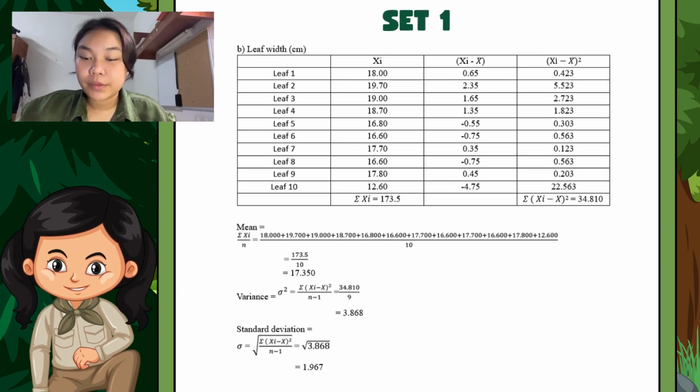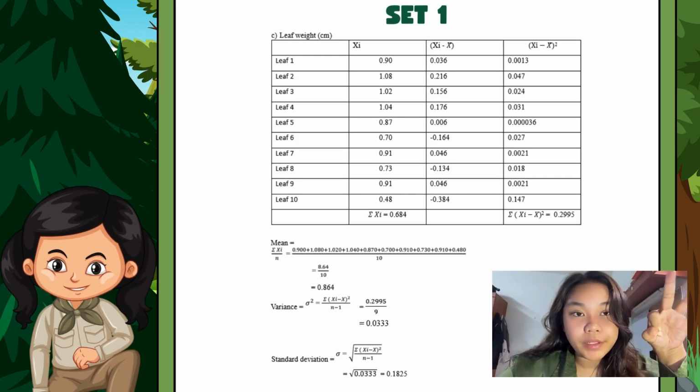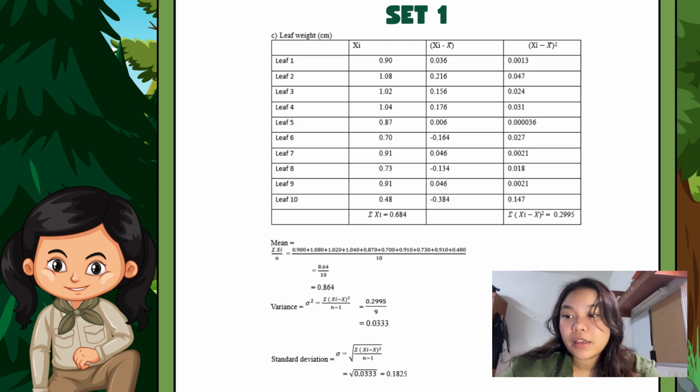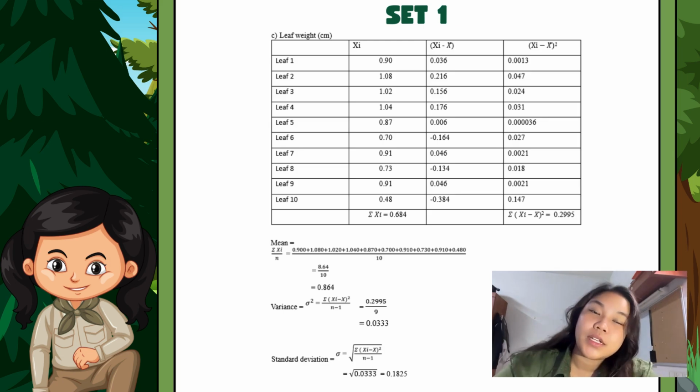Next is the leaf width, where you need to see the table of the 10 leaves. The mean here is 17.350, followed by the variance of 3.868, and the last one, the standard deviation, 1.967. For the third part, which is leaf weight, same as before, we need to find the mean, the variance, and also the standard deviation.